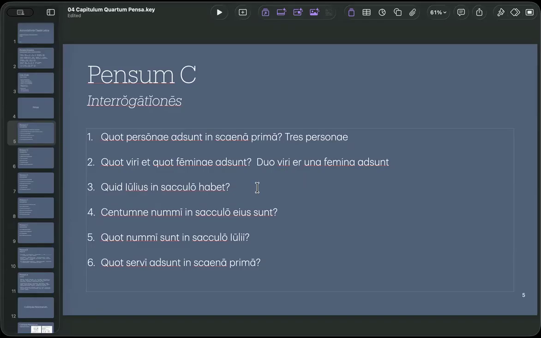Quid Julius in sacculo habet? In sacculo Julius habet pecuniam. Very good. So in sacculo, whoops. Yeah, it might be faster if I just typed it.